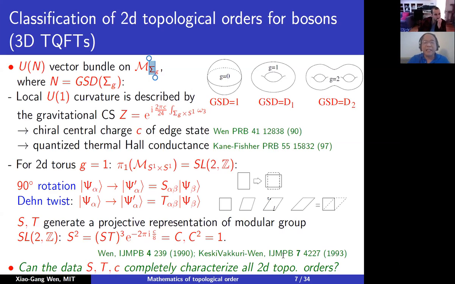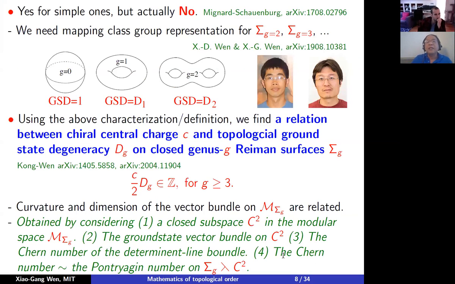But however, this data is not really complete. For simple topological orders, this data is complete, but in general, they are not complete. Basically, there are different topological orders, different TQFTs, which have the same S, T and C. And so there are counterexamples. And it turns out that if you consider the mapping class group representation of a genus 2 Riemann surface, then we can distinguish those counterexamples.